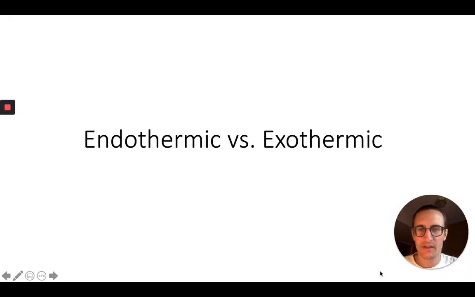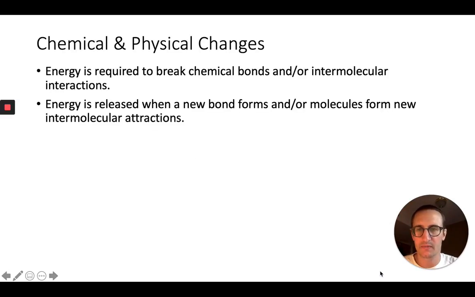I'm Mr. Johnston, and we're going to talk about endothermic versus exothermic processes. So we can see endothermic and exothermic processes whether we're talking about chemical or physical changes. First, energy is required to break any kind of chemical bond or intermolecular interaction.